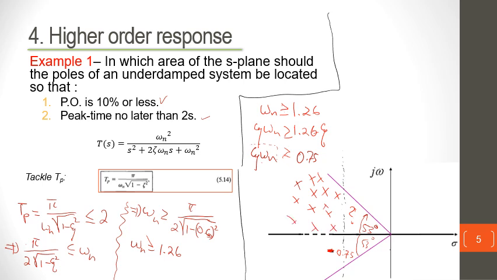So you combine the two conditions, and we can say that this ensures that the region of the S-plane where our poles can be located is bounded by these two lines, this black line as well as this purple line, and the location can only be on the left side of these two boundaries.